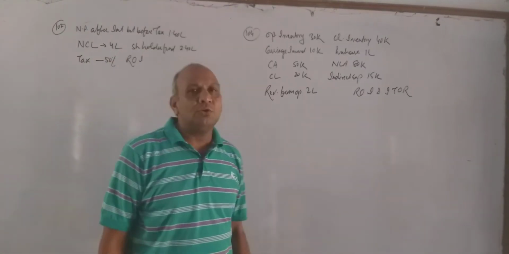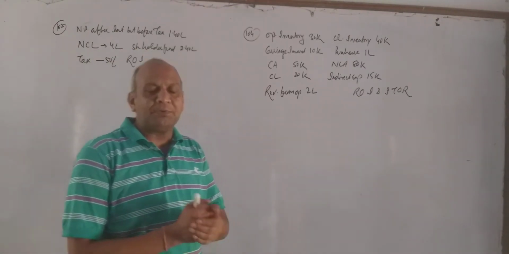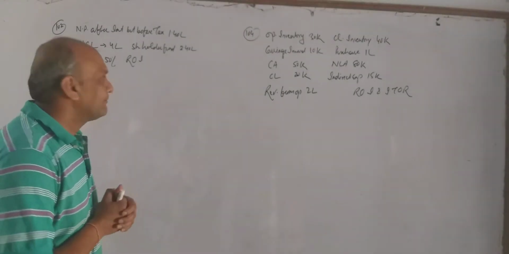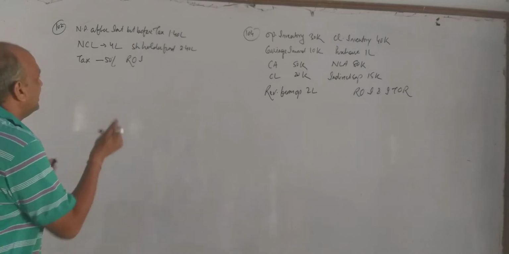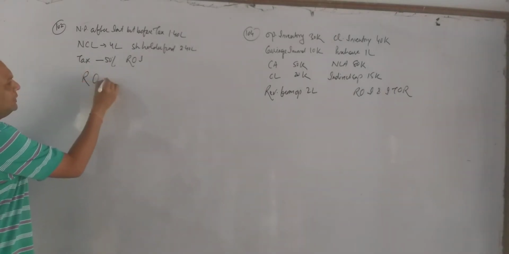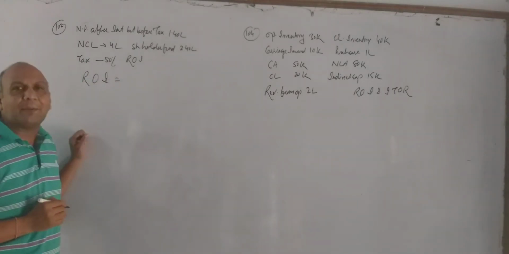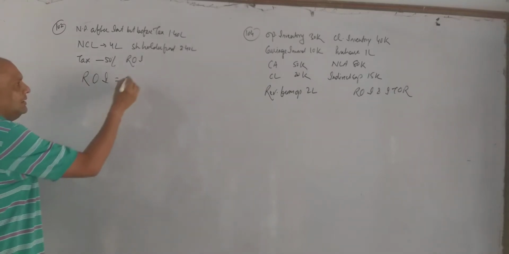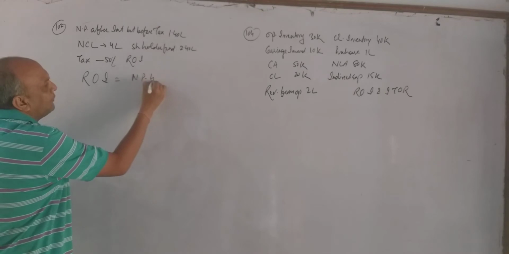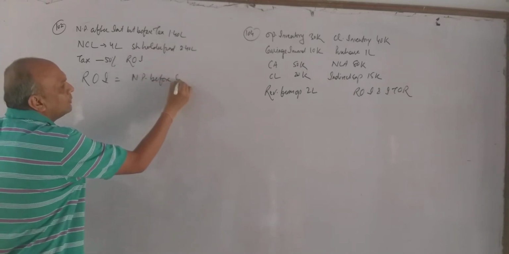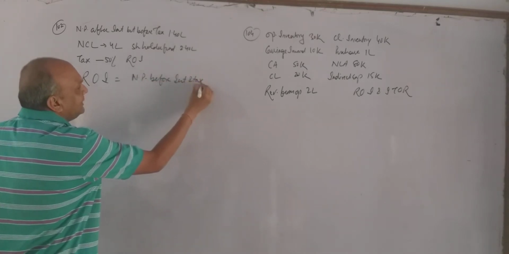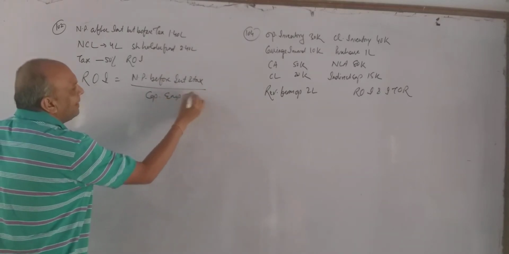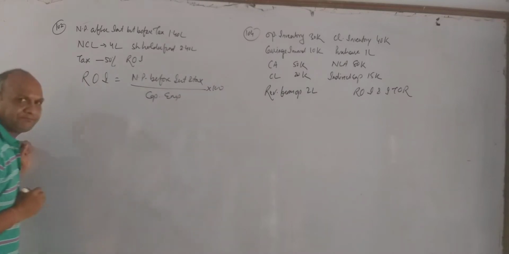The last video, last lecture for the chapter ratio analysis. We are doing return on investment or return on capital employed or yield on investment. The formula is net profit before interest and tax divided by capital employed into 100.